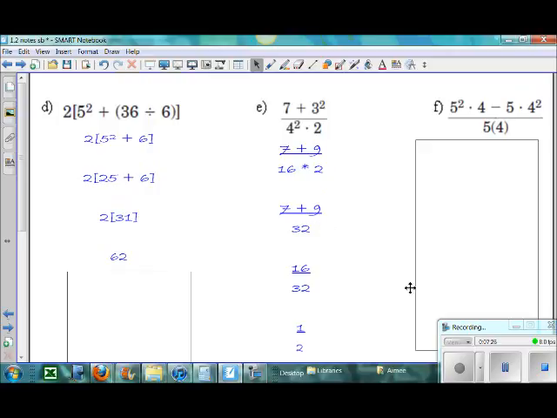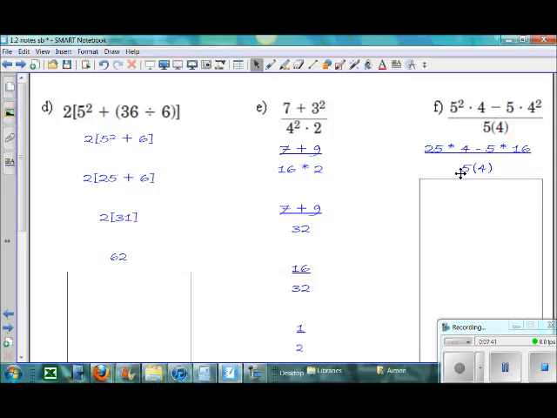Then our last problem over here on this particular page, we have 5 squared times 4 minus 5 times 4 squared. That is above the grouping symbol over 5 times 4. I took care of the exponents first in 1 step. 5 to the second power is 25. 4 to the second power is 16.